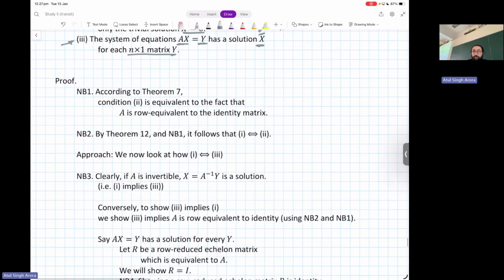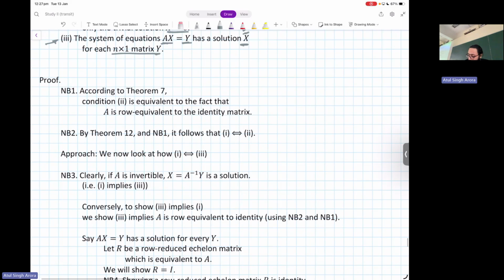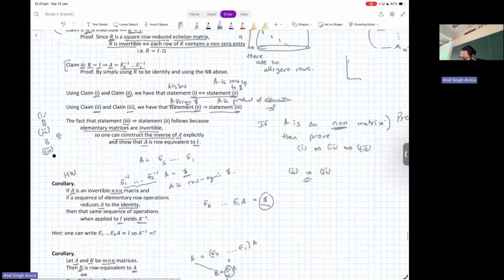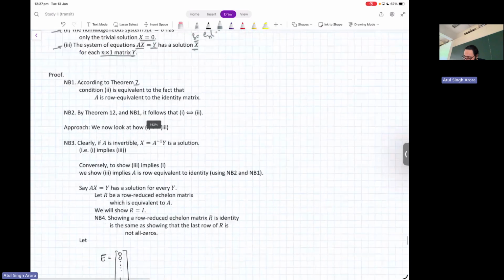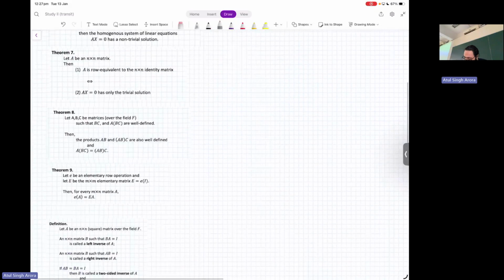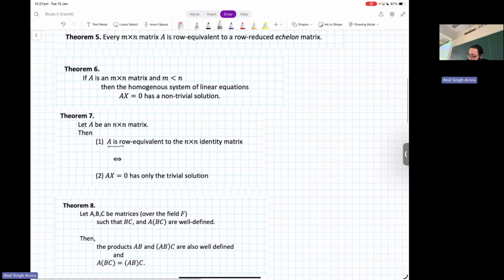So let's see how we would prove something like this. First of all, we note that according to Theorem 7... I forgot what Theorem 7 was. Let's see. We have a set of statements. Okay, so Theorem 7, recall, is saying that A is row equivalent to the n cross n identity matrix if and only if Ax equal to 0 has only the trivial solution. Okay, so this we proved a while back.